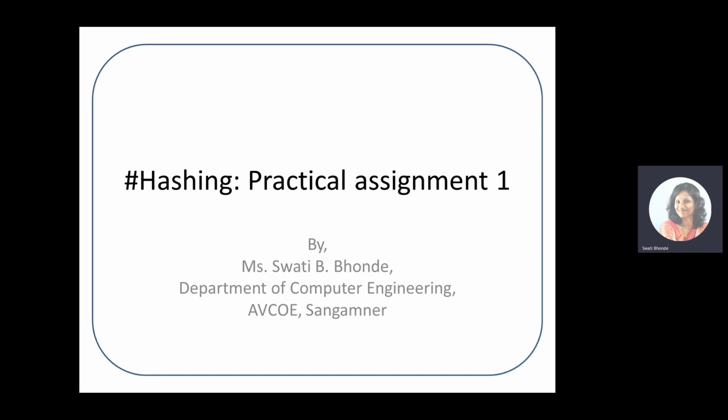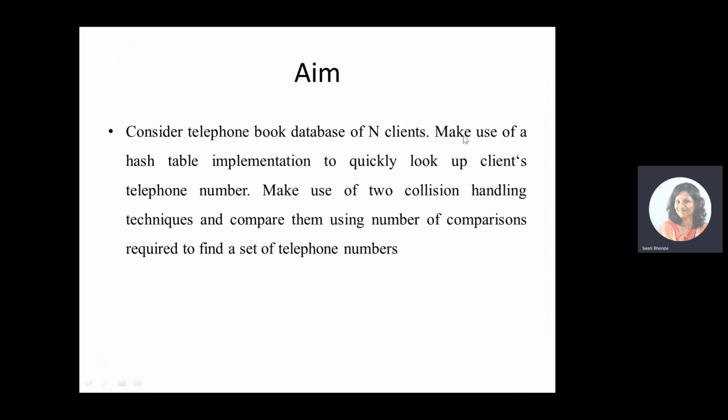We already know whenever a hash collision occurs, we have to deal with some collision resolution strategy so that the element can be inserted in the hash table. So let us see the title. Consider a telephone book database of n clients. Make use of a hash table implementation to quickly look up a client's telephone number. And then they have asked us to make use of two collision handling techniques and compare them using the number of comparisons required to find a set of telephone numbers.